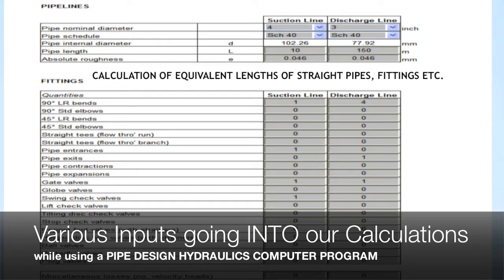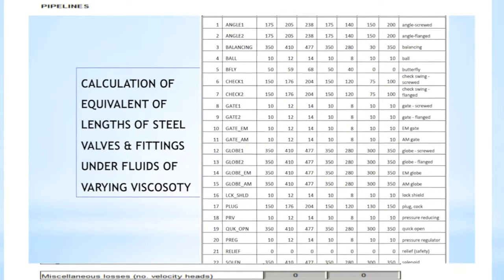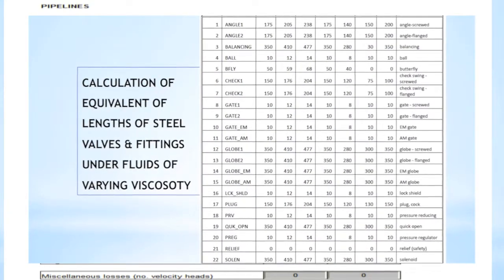And when we get the length of the pipes, then we also list out all the fittings. Since this is a typical case, the number of fittings is very low, but in an actual ship you can have 500 or thousands of fittings and valves in these systems. This is how it will be. On the suction line there are so many, in the discharge line there are so many. When we come to the valves, the data is given by the valve manufacturer.